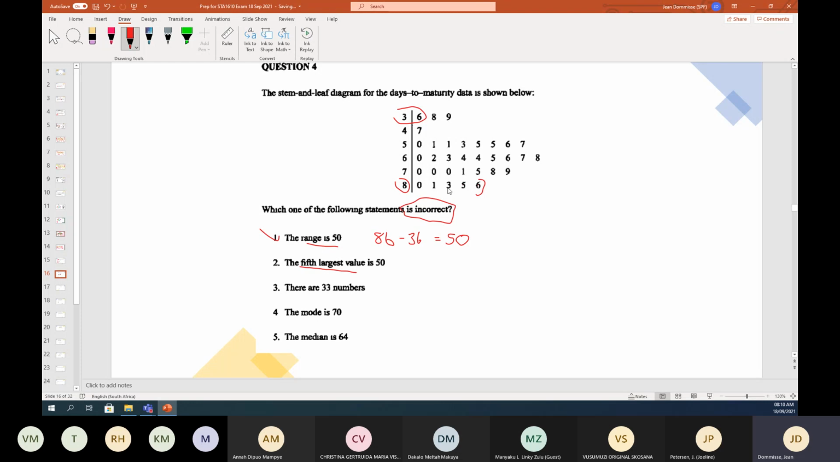1, 2, 3, 4, 5. So the fifth largest value is actually 80. Okay, so what I think is if you count it from the other way, 1, 2, 3, 4, 5, you would have gotten 50.